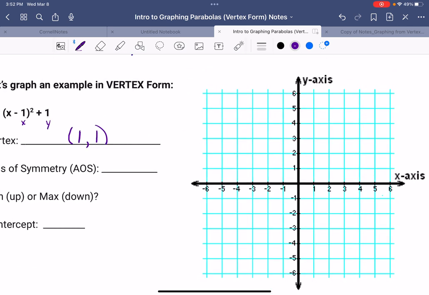Okay, if my vertex is (1, 1), I'm always going to start at the center origin to count. I'm going to count over to the right 1, that's my x-axis, and then I'm going to go up 1 on my y-axis. My vertex is right smack dab here. Now, it's going to ask me what my axis of symmetry is, but I want us to go ahead and graph this first.